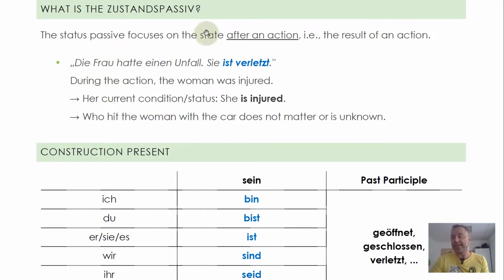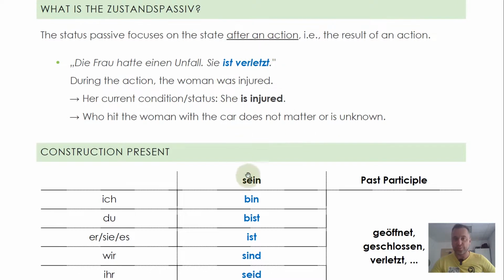Die Frau hatte einen Unfall. Sie ist verletzt. Means the woman had an accident, she's injured. So during the action of having an accident, the woman got injured. So her current condition or status is she is injured. Who hit the woman with the car does not matter or is unknown. So here we have the condition, the state after an action. So there was some kind of accident, that's the action, and now her condition is injured. And that's the status passive.